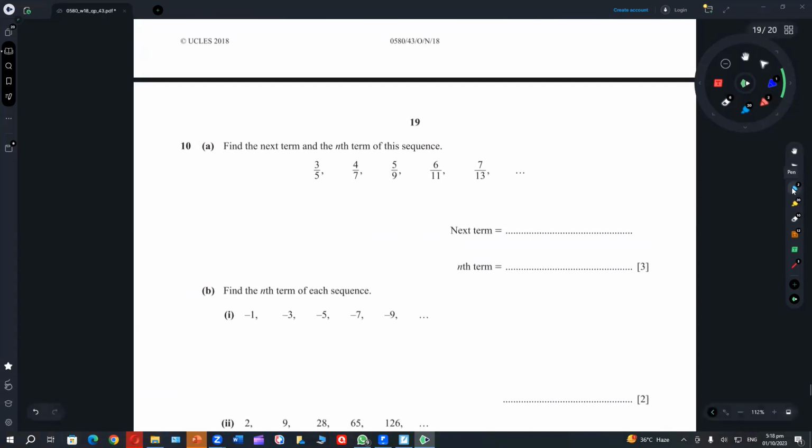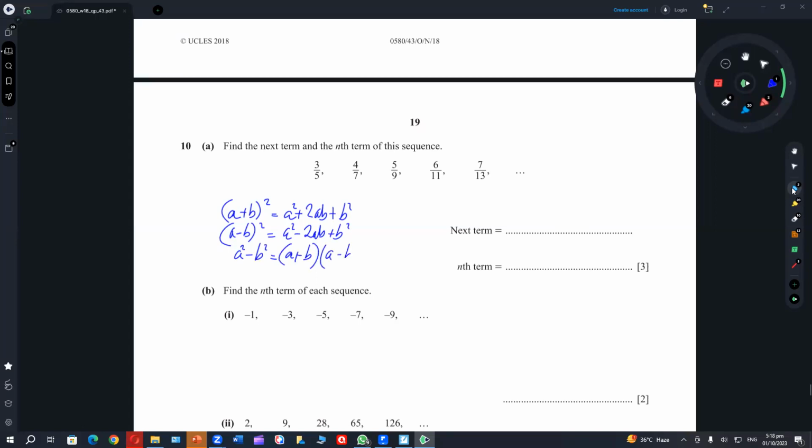Now, note down these formulas for your memory. It's very important to remember these three formulas. (a plus b) square is equal to a square plus 2ab plus b square. (a minus b) square is equal to a square minus 2ab plus b square. a square minus b square is equal to (a plus b) into (a minus b). Copy these three formulas. They're very important, and note them down in your notes register.